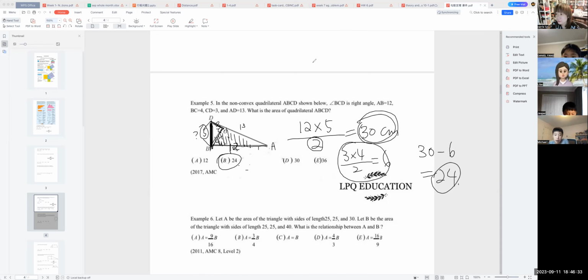Stan? Wait, how did he get 6 again? So this is the area of this little triangle. So this triangle, this line is 3, this line is 4. So base times height divided by 2 equals area of this little triangle. Get it, Jasper? Yep. Lilac? Okay.